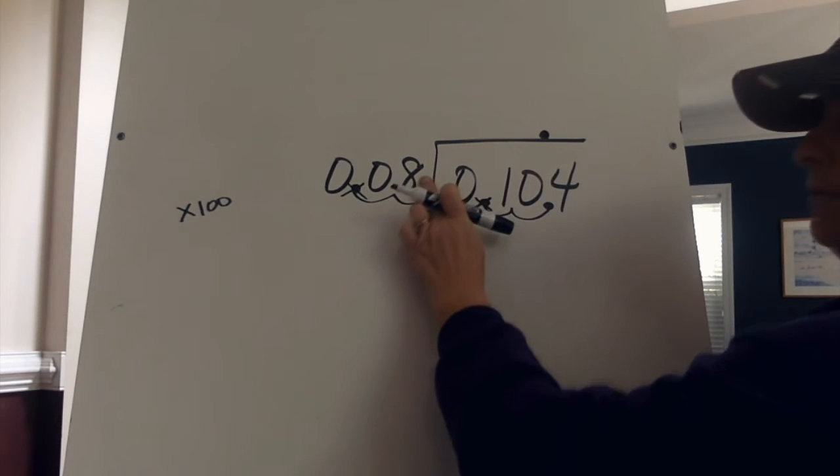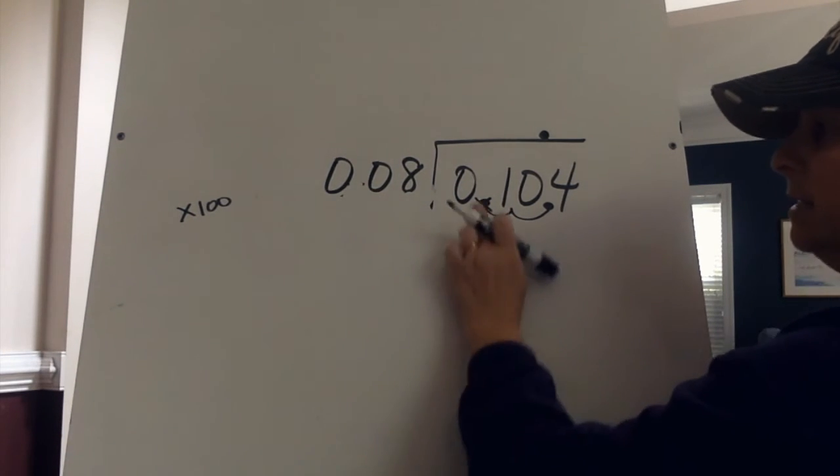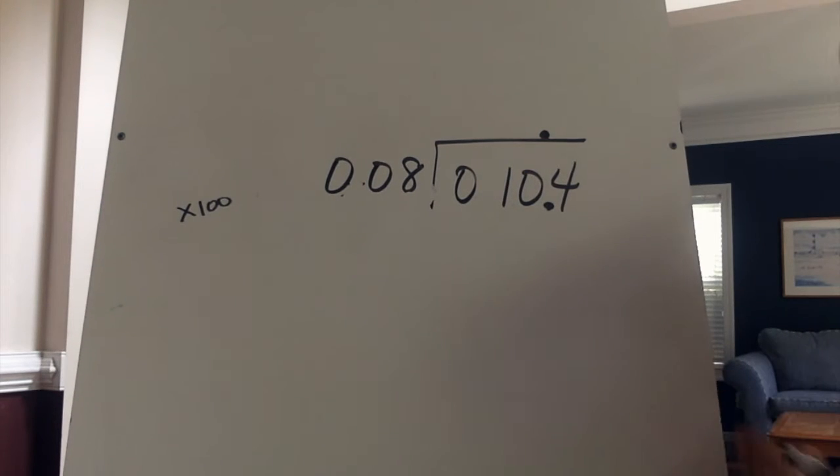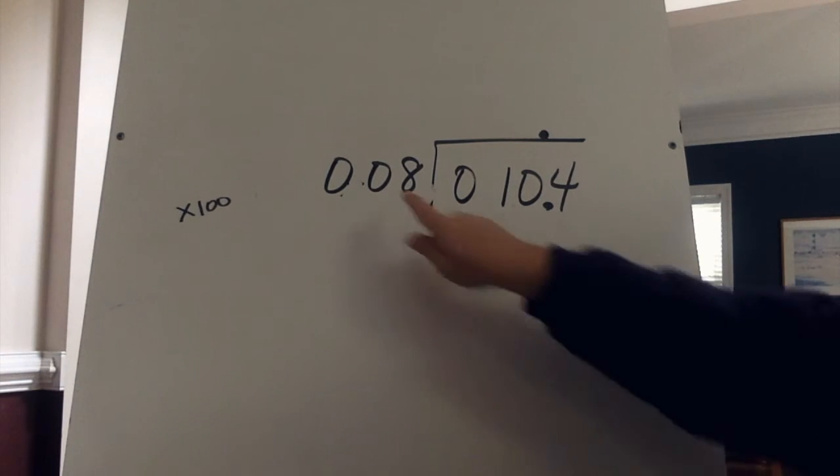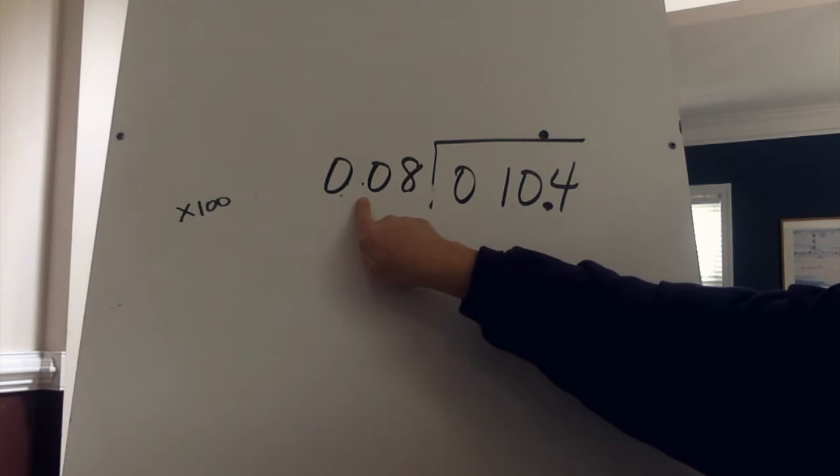Now, just so I don't get confused with all of these numbers, I'm going to remove my decimals here so I don't get confused. And then we're just going to divide. Do these zeros mean anything in the front of a whole number?